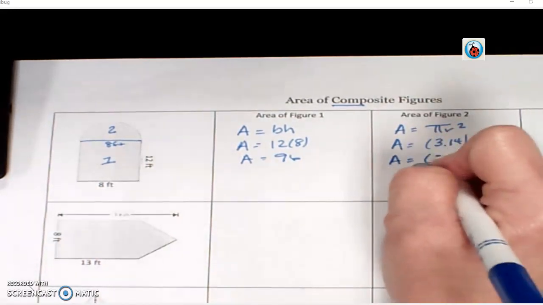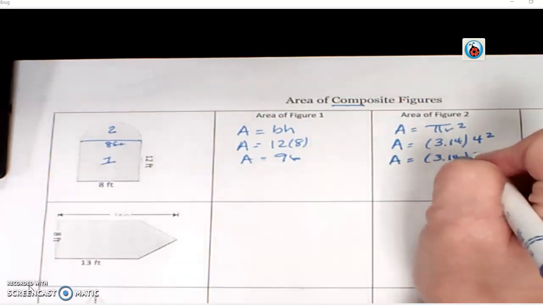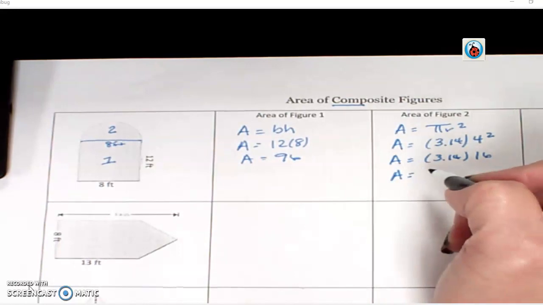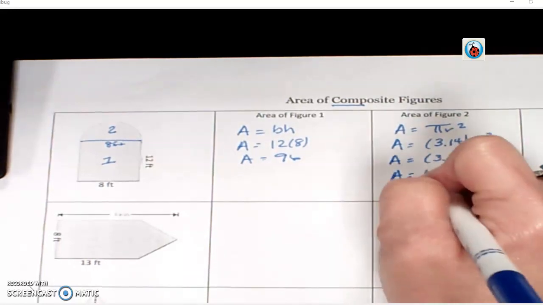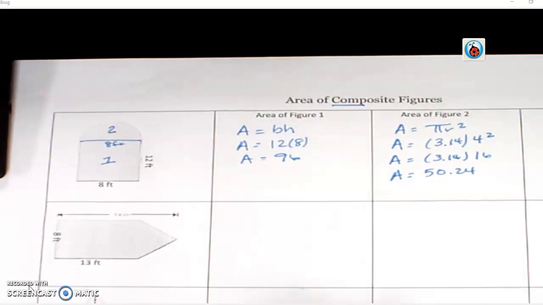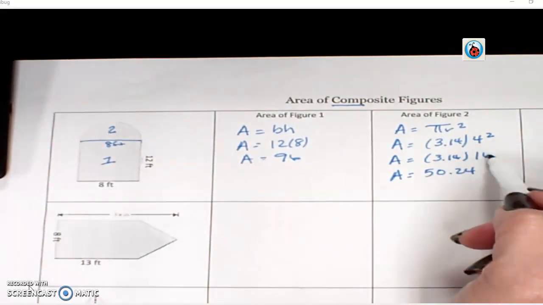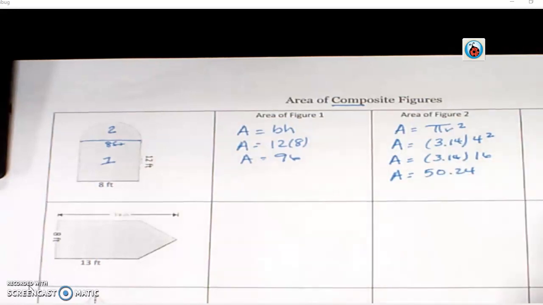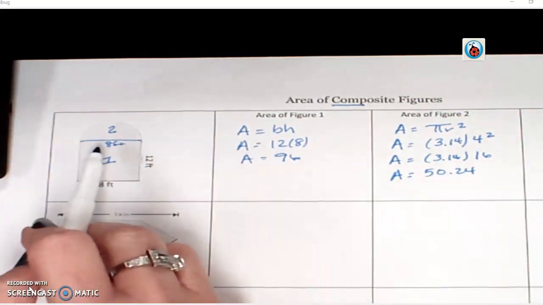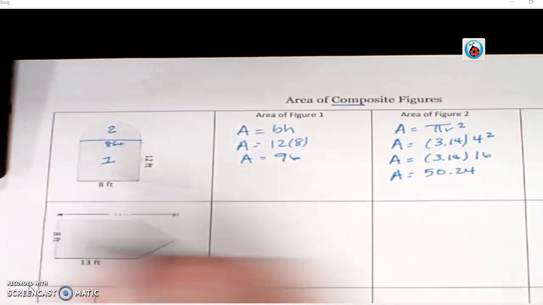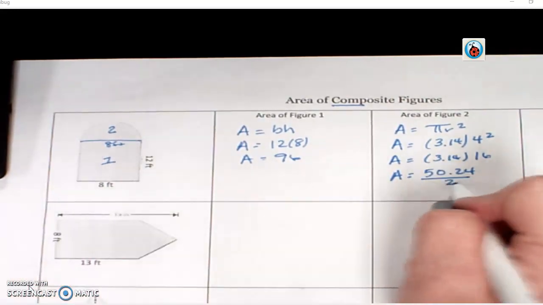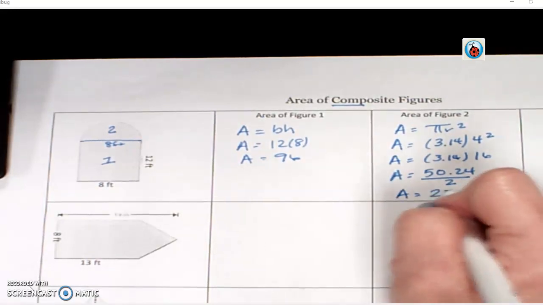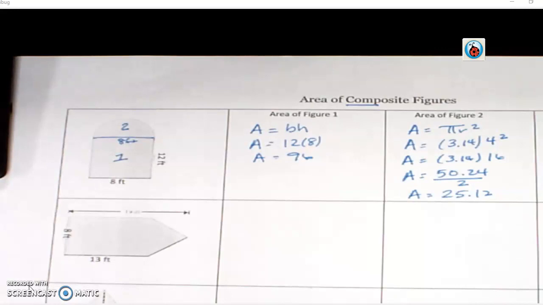Well, pi 4 squared means 4 times 4, which is 16. And 16 times pi is going to be 50 and 24 hundredths. You can guess that even by 16 times 3 is somewhere around 48, so that's a reasonable answer. But did we have the whole circle? No, we only had half. So now we're going to divide by 2, and the area of this circle becomes 25 and 12 hundredths.